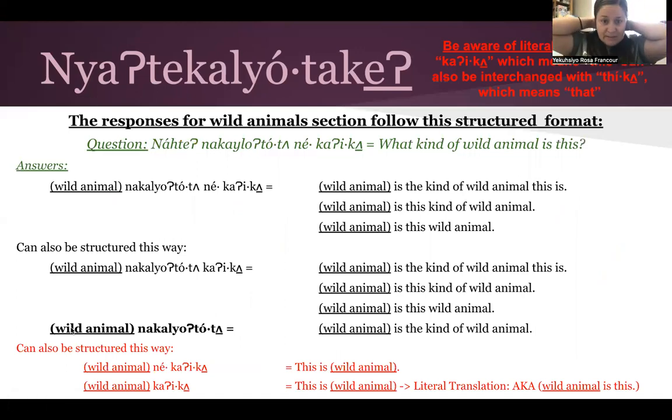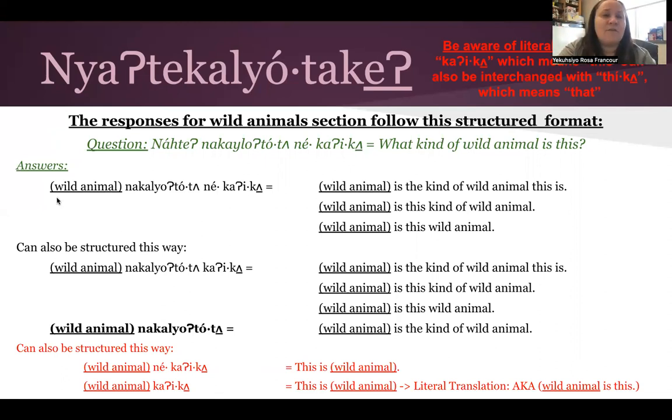So the responses of the wild animal sections can be in this structured format. So just be aware of literal translations up here in the corner. Gaig, which means this, but it can be interchanged with tig, which is that. Okay, so again, there's so many variations. I do not have every single one of them that exists on this screen. I just give you a bunch of examples to give you some idea of different ways to say the same thing. So when you ask the question, "Nate nagali o doda ne gaig," what kind of wild animal is this?